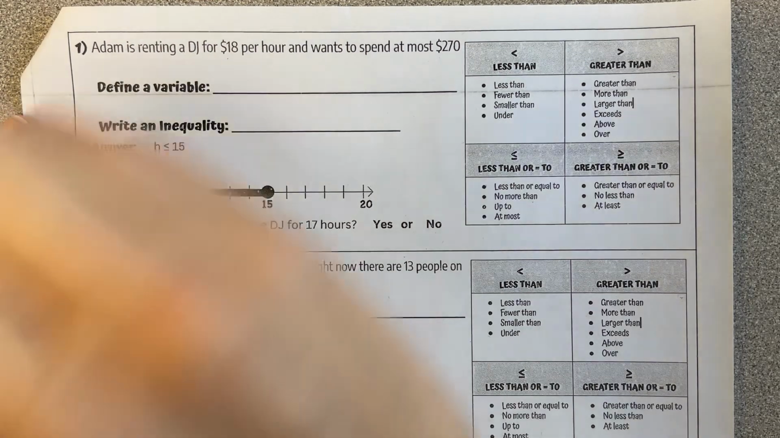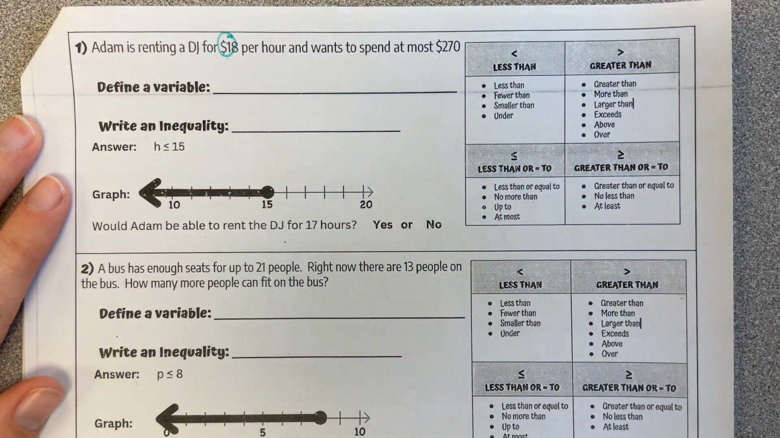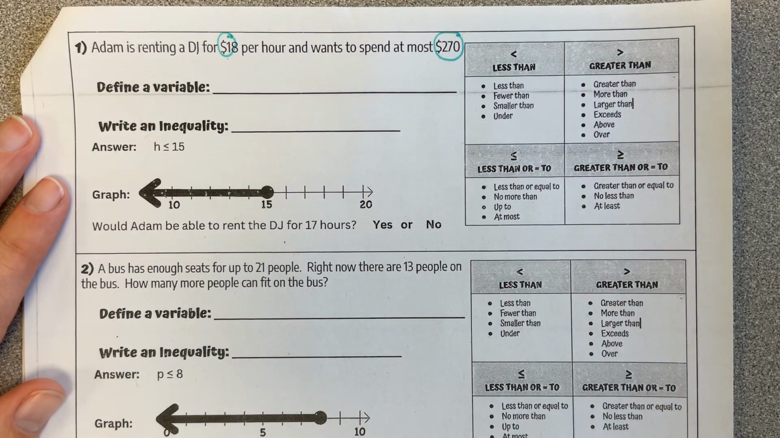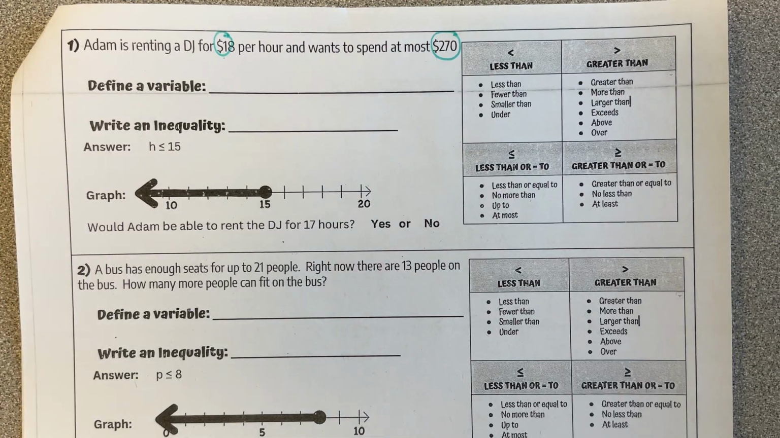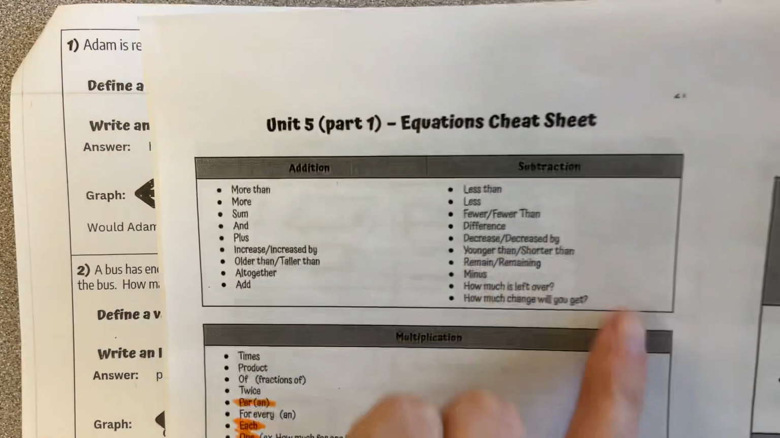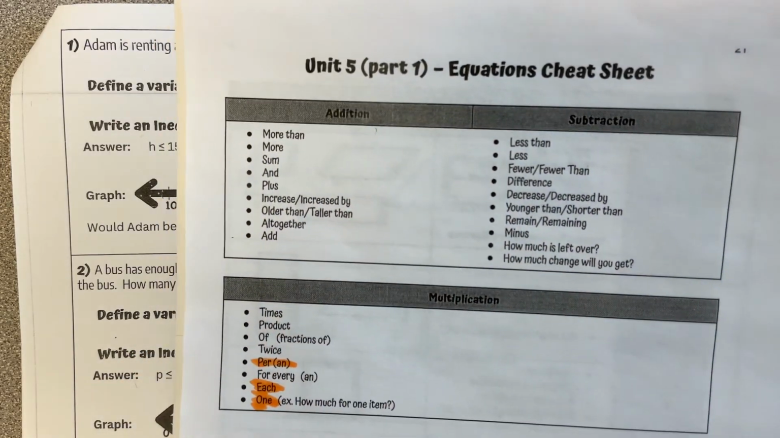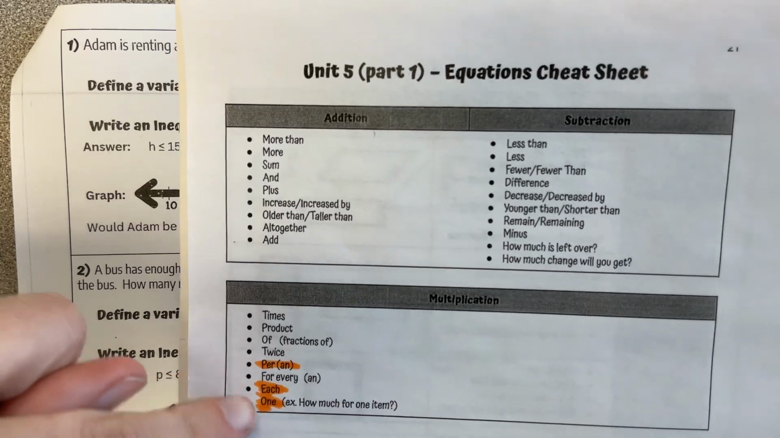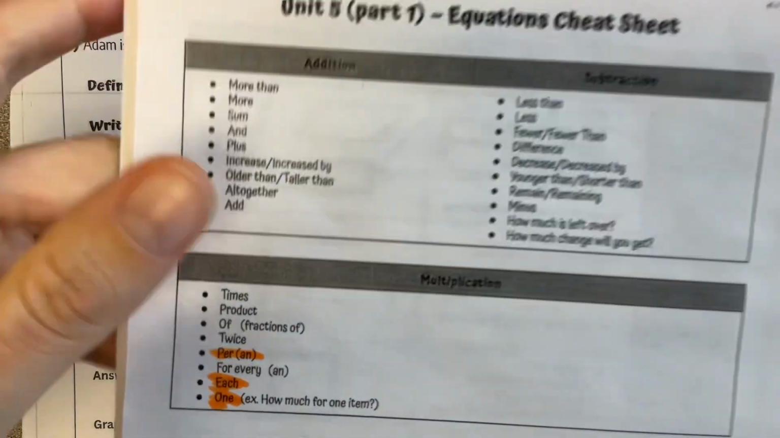Adam is renting a DJ for $18 per hour and wants to spend at most $270. So first we circled the numbers. Now we're going to look for those keywords. What's important is we pointed out the inequality keywords. You also want those equation keywords as well. Adding and subtracting are pretty easy to find. Remember those keywords for multiplication as well.